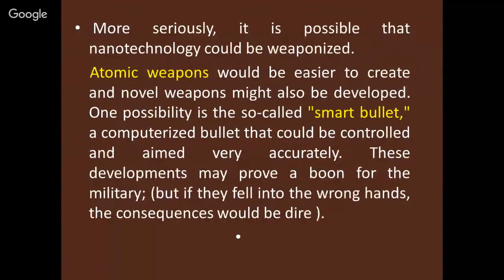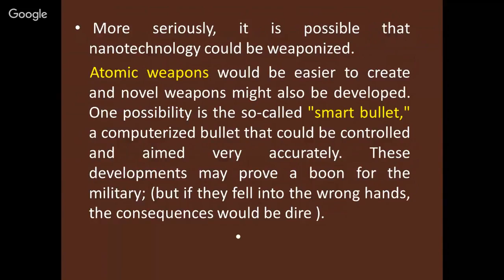More seriously, it is possible that nanotechnology could be weaponized. This is for defense purposes. Something like controlling a missile, atomic weapons can be targeted or projected, and it can attack only the required portion by monitoring it, and we call it a smart bullet. It can be controlled, and it is very minute. Nobody can detect it unless they have the receiver or a detector. If it is not detected, it can easily affect the enemy's land or enemy's camp.